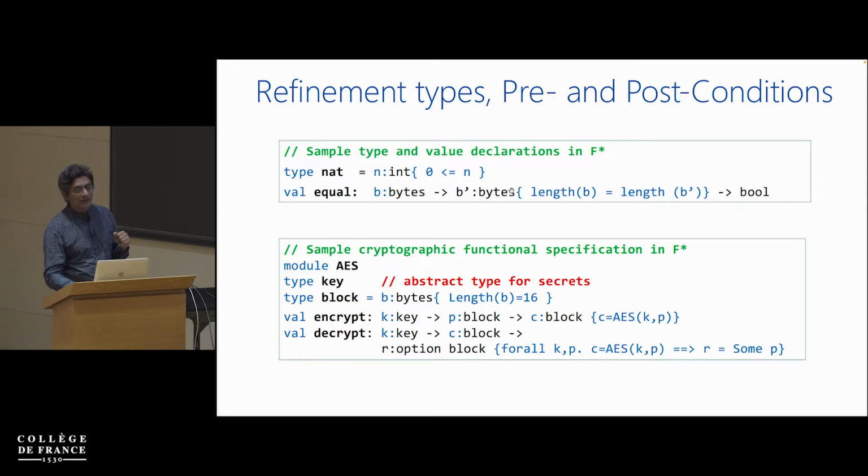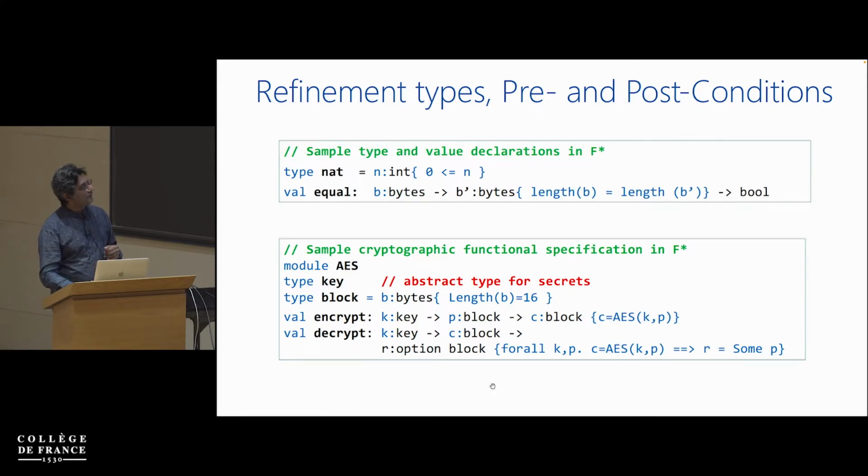Here is a refinement type written inside a function. It's a dependent function type, where the refinement type becomes a precondition to the function. This function checks for the equality of two byte arrays, one called b and one called b prime, where the lengths of b and b prime should be the same, and it returns a bool. So this is a precondition.